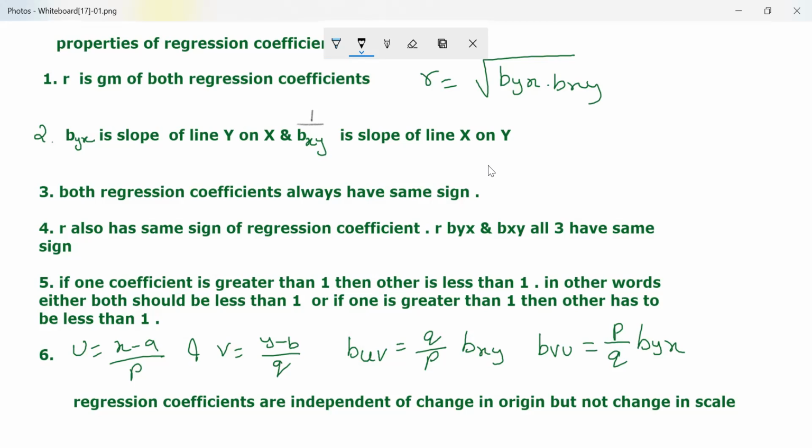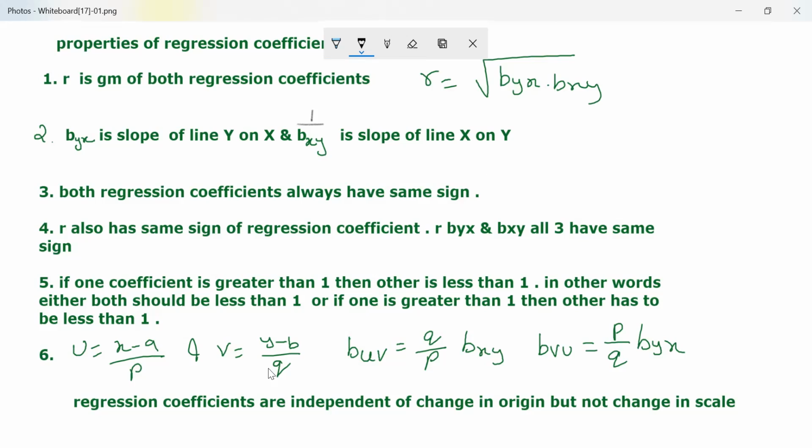If one coefficient is greater than 1, then the other is less than 1. That is, if byx is greater than 1, then bxy should be less than 1 and vice versa. In other words, either both should be less than 1, or if one is greater than 1, the other has to be less than 1. In short, both cannot be more than 1, because if both are more than 1, then R will also become more than 1, which is not allowed.